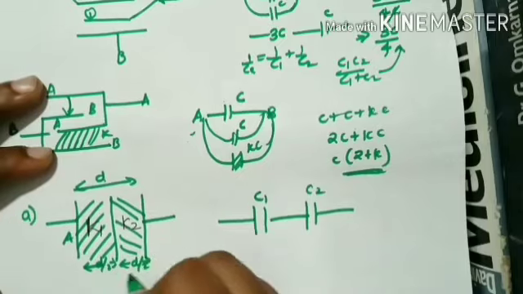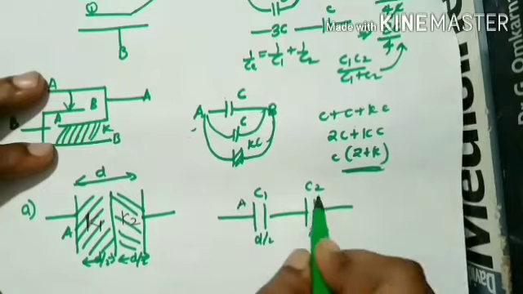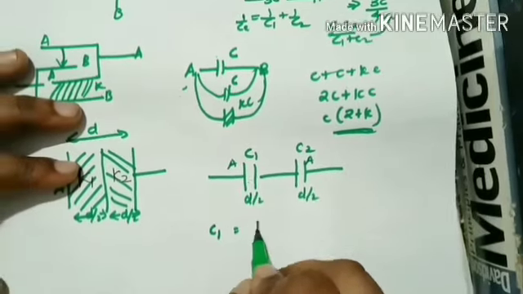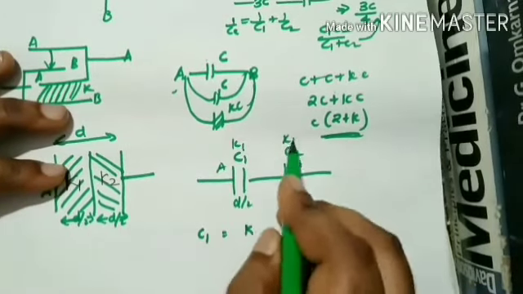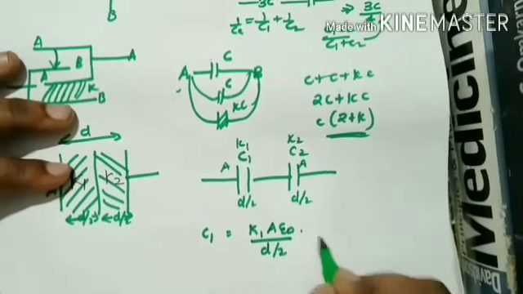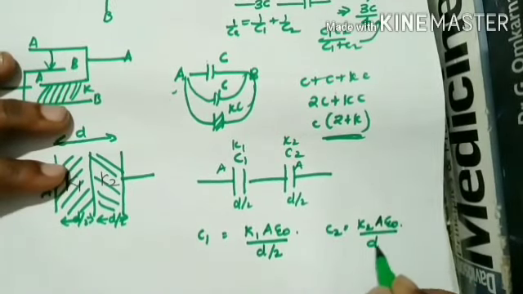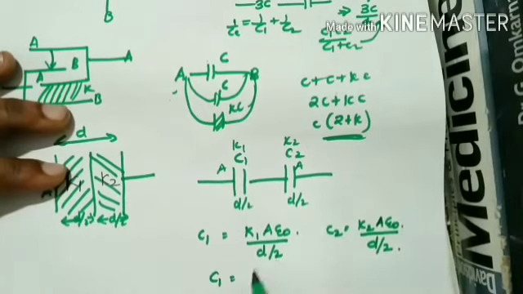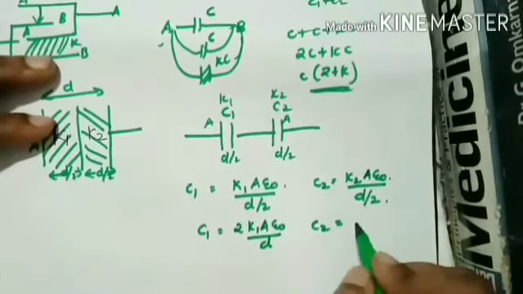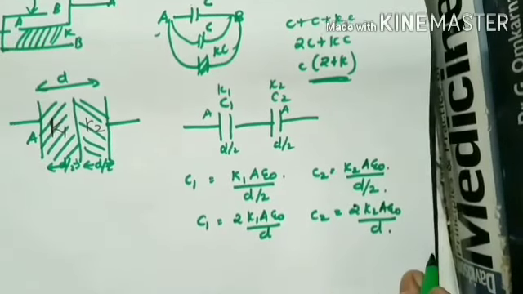And see guys, both of them are having D by 2 distance, but the area is A. So C1 can be written as K1 into A epsilon naught by D by 2, whereas C2 will be equal to K2 A epsilon naught divided by D by 2. C1 I can write as 2K1 A epsilon naught by D, and C2 will be written as 2K2 A epsilon naught by D. I hope it is clear.